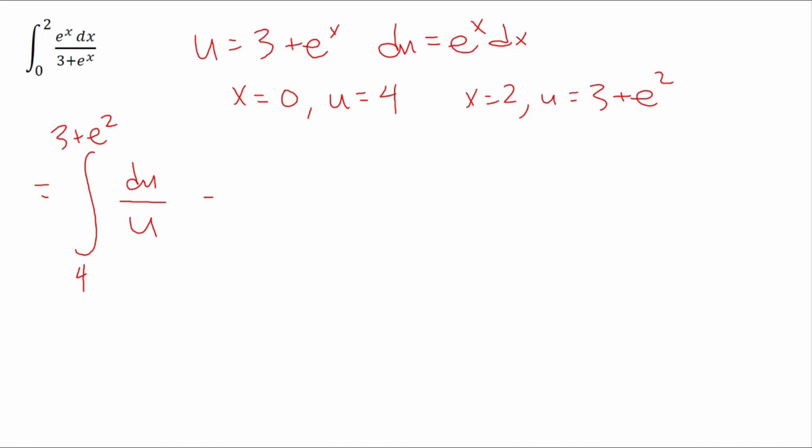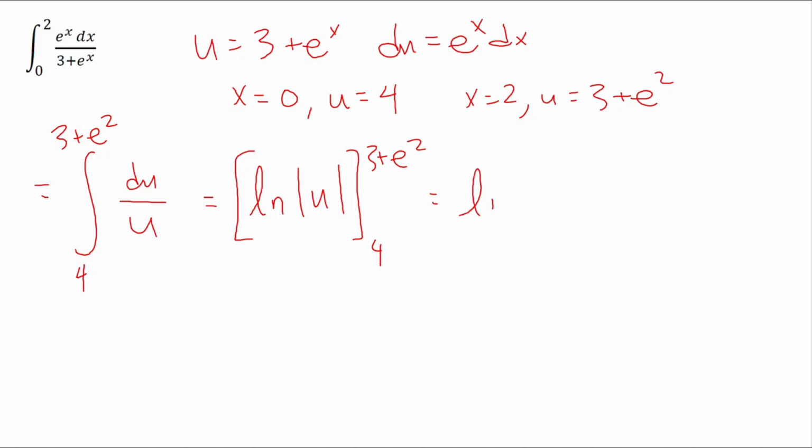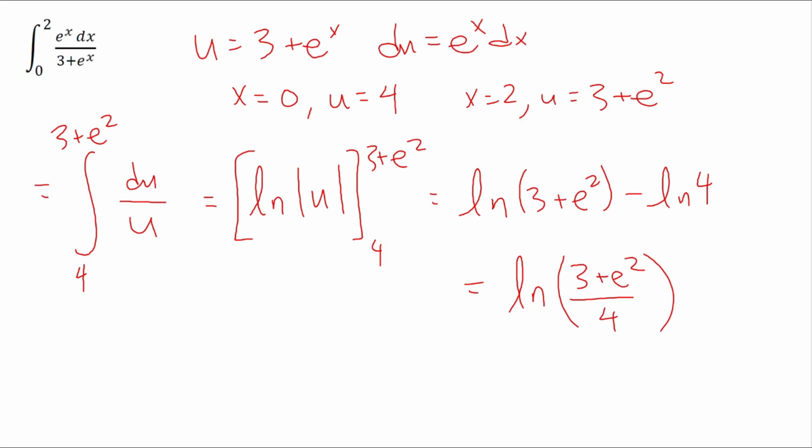And so now we can just integrate this. This is natural log absolute value of u from 4 to 3 plus e squared. The absolute value is not going to matter for this because both of those are positive. So we have natural log of 3 plus e squared minus natural log of 4, which would be fine. Normally, I'll rewrite this as 1 logarithm, so the natural log of 3 plus e squared over 4. Since it's the natural log of a minus natural log of b, it becomes natural log of a over b. And that's our final answer.